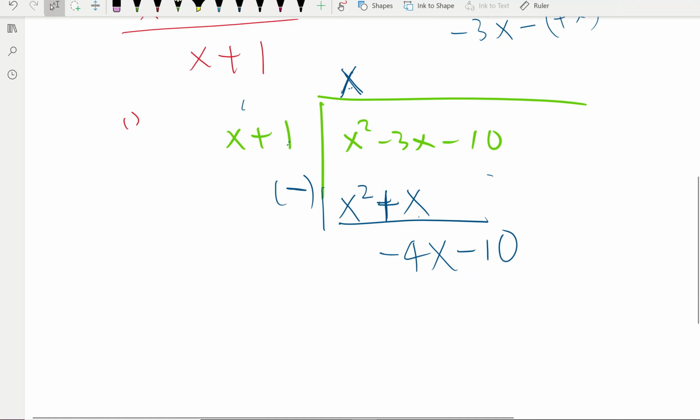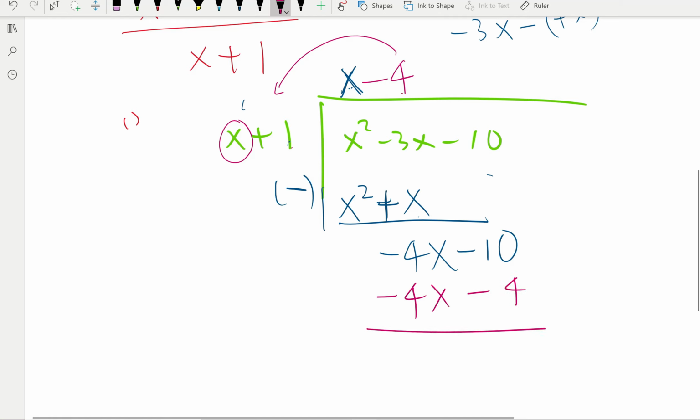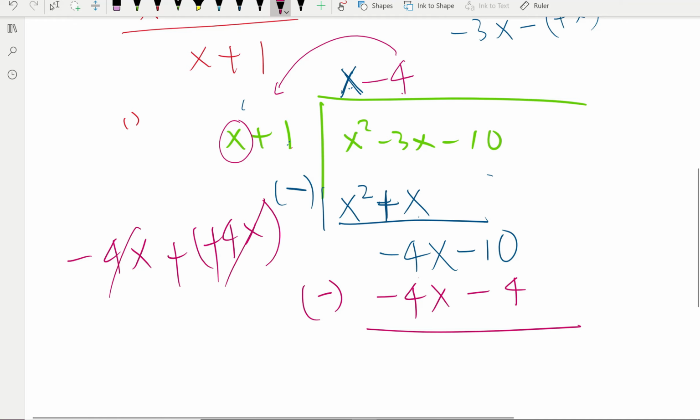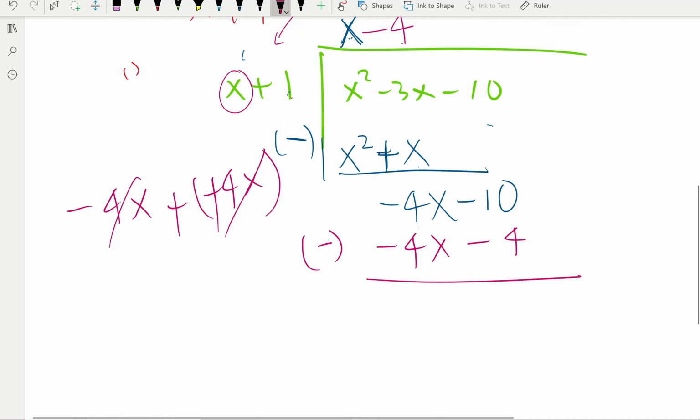Now compare the first term, negative 4x, with x. How can you create negative 4x out of x? Multiply by negative 4. So now re-multiply by negative 4. Negative 4 times x is negative 4x, negative 4 times 1 is negative 4. Now subtract, be careful. Negative 4x subtract negative 4x will cancel out. Be careful with these steps. You can do it like I did here to make sure you avoid mistakes. Negative 10 minus negative 4 will be negative 6.